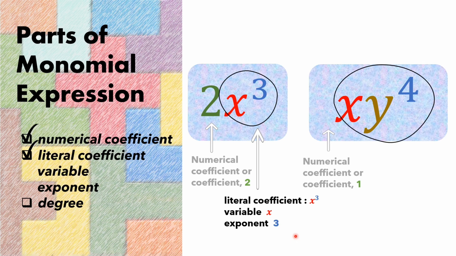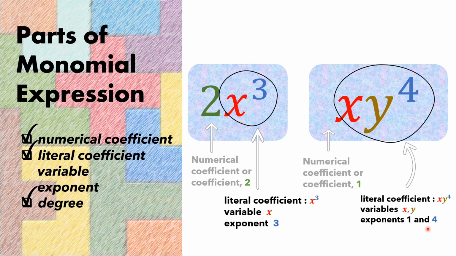In the other example, the literal coefficient is xy raised to 4, in which the variables are x and y and the exponents are 1 and 4. Next is the degree. In the first example, the cube or 3 is the degree, and in the other example, you add the exponents of the variables, that is 1 plus 4, then the degree is 5.